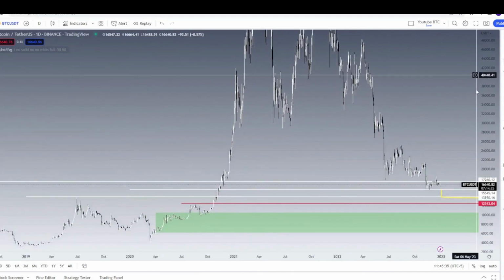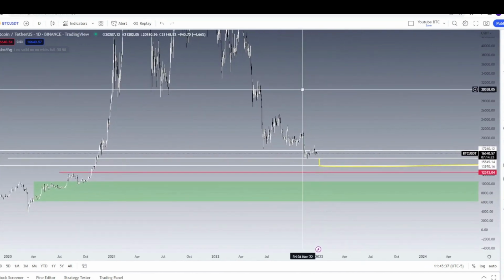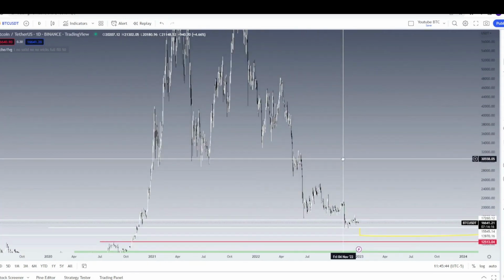If I just zoom out on the 1-day time frame now, this just shows the actual macro perspective with a bit more PA for you, and that is where I'll be looking to buy into my spot positions. So I'll be keeping you all up to date with that.